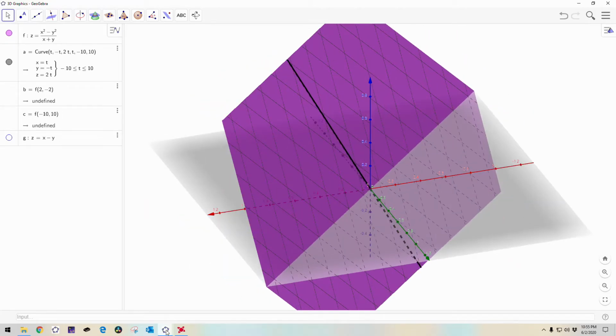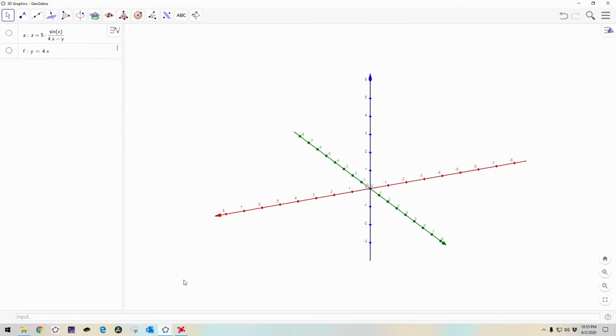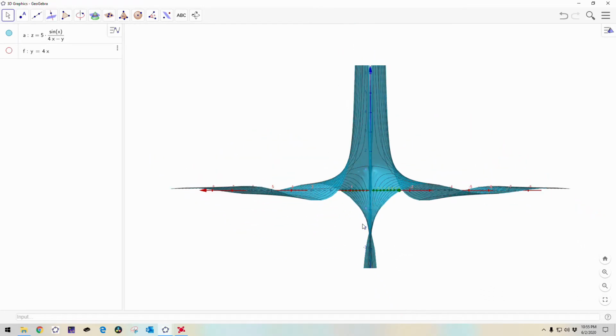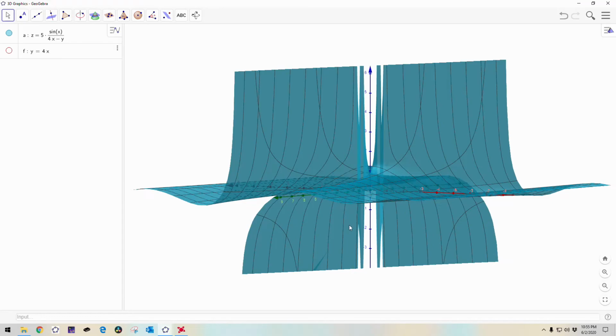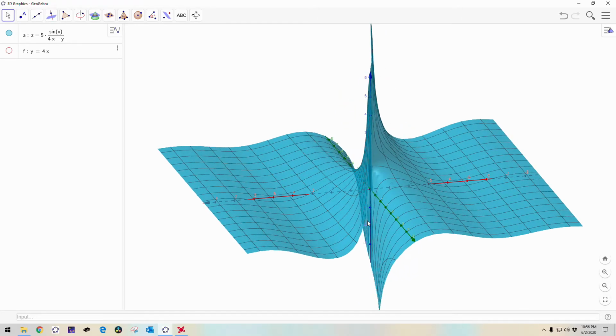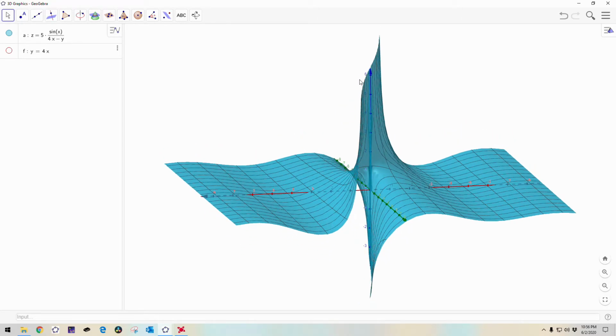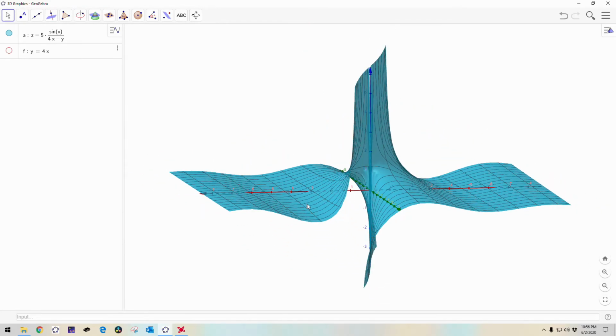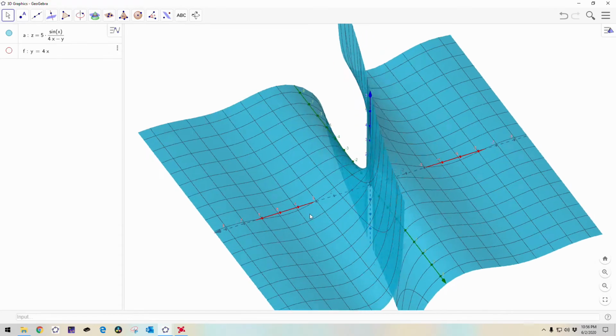Next, let's take a look at the 5 sine x over 4x minus y. That looks like this. So you can see the sinusoid starting to kick in a little bit here, right? You can see the little waviness. But take a real close look at the way it really warps up over here and then warps down, really far down here. A lot like a vertical asymptote, right?